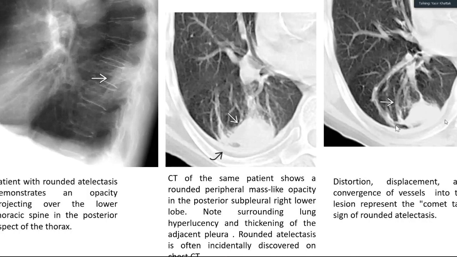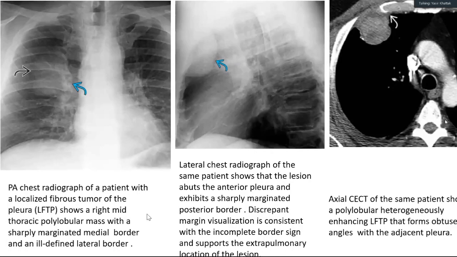You can see that there are vessels which are actually giving a comet tail artifact. This is how you see it on a CT scan. Now, not necessarily every opacity in the retrocardiac location is atelectasis. So you'll have to come up, as I said, with a differential diagnosis. When you see such opacities, you can mention a mass, a consolidation, or a fibrous pleural tumor, because there was thickening of the pleura as you saw.